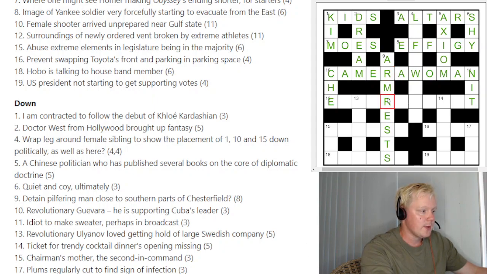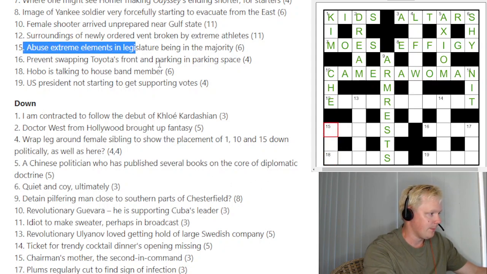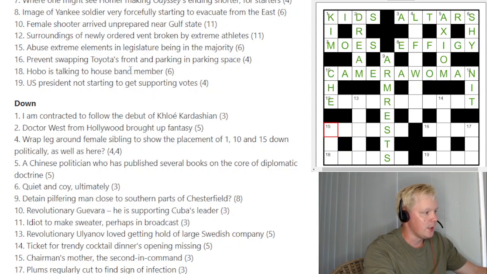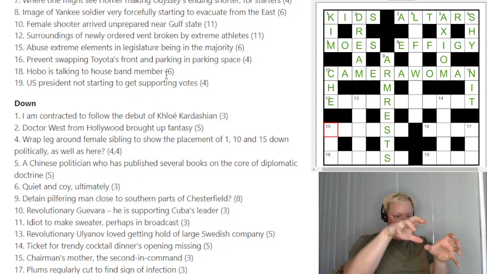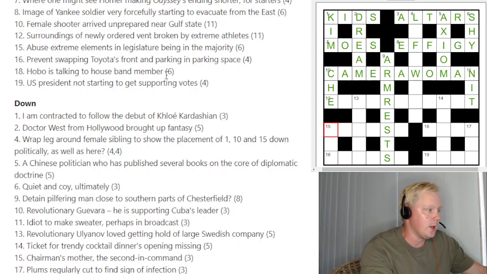Okay, so we have some letters for these. We have this long answer, and then we have this 15 and this 18. Let's look at this 15, because we're going to have to solve 15 across before we can look at 4 down, because 4 down referred to this 15. So 15 across is here. Abuse extreme elements in legislature being in the majority. Now something being in something is a very clear indicator of putting a component inside the other.